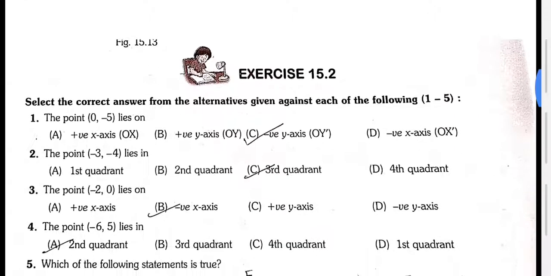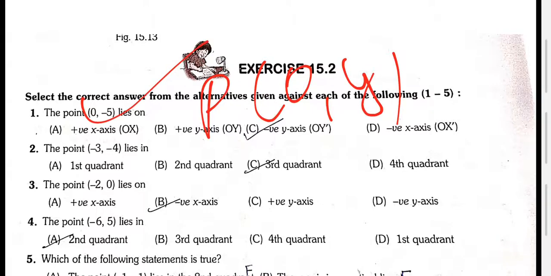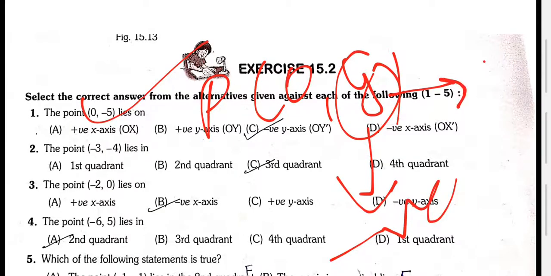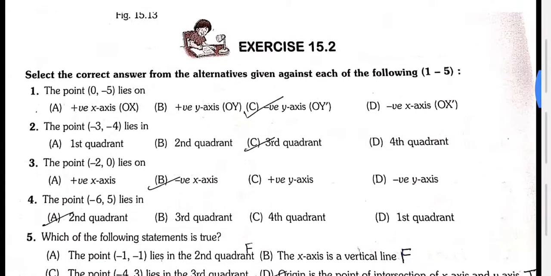Now come to the exercise. The point (0, -5): the first coordinate is what? 0. So the point lies on the y-axis, but the y value is minus 5, so it lies on the negative y-axis. So you have to write here: on the negative y-axis, because the point is in the form of (0, y), so it lies on the y-axis. If the y value is positive, then it will lie on the positive y-axis. So your answer is: lies on the negative y-axis.